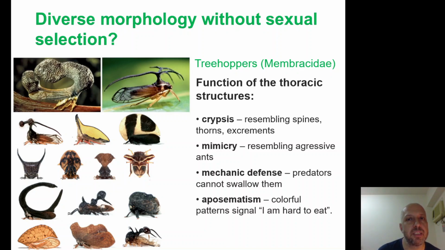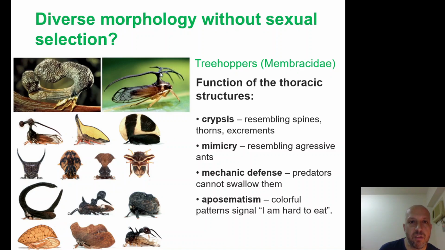For example, we have these treehoppers, these cool animals which have some kind of nice structures on their thorax. It can look like a thorn, it can look like bird droppings, it can look like a colorful thorn, it can look like an ant, it can look like a leaf.